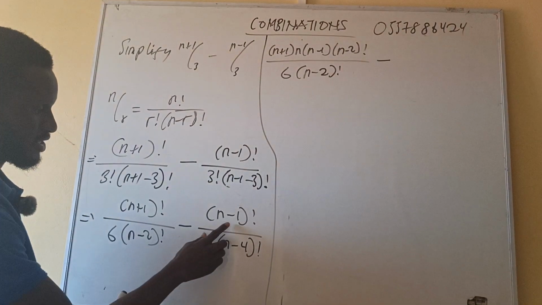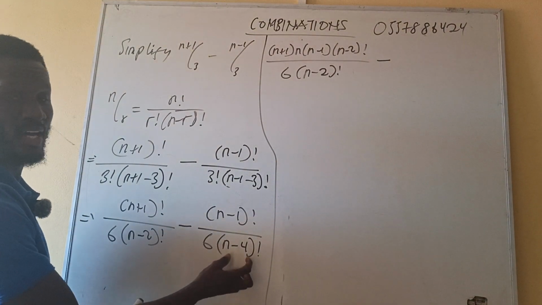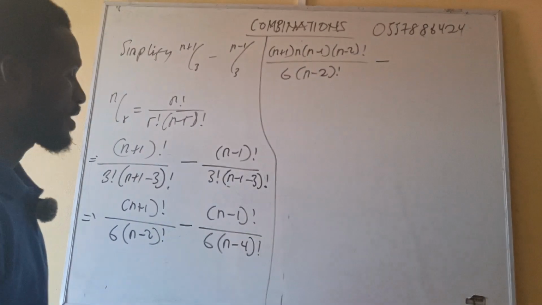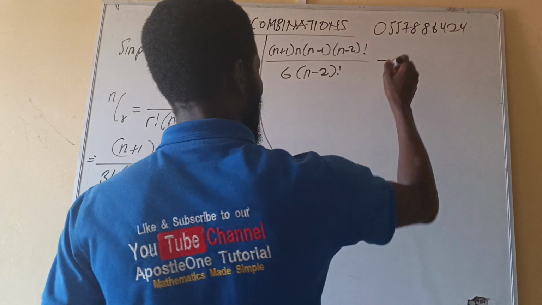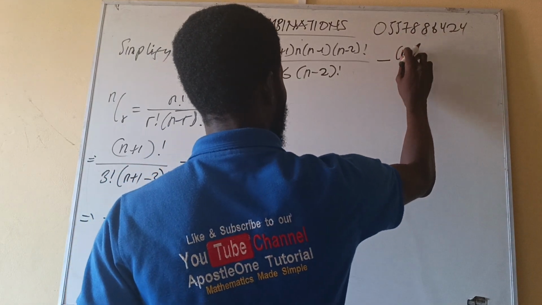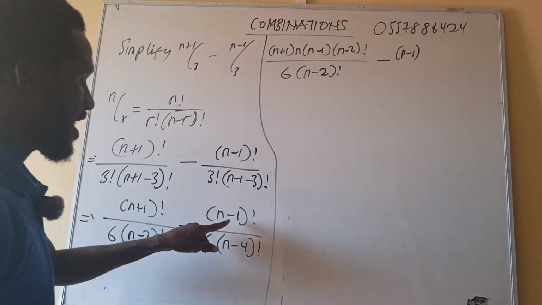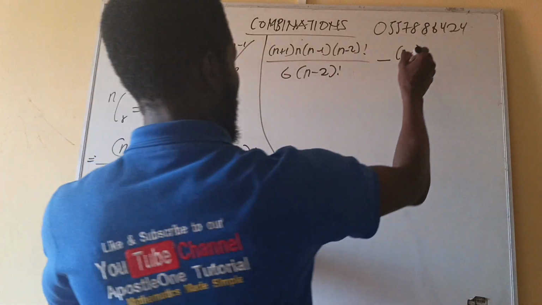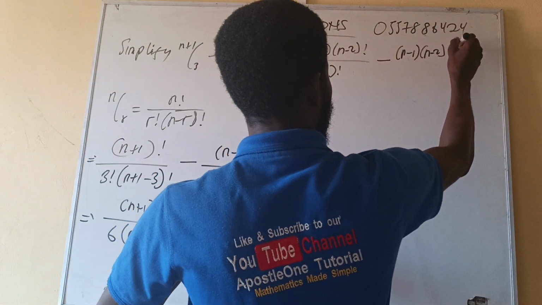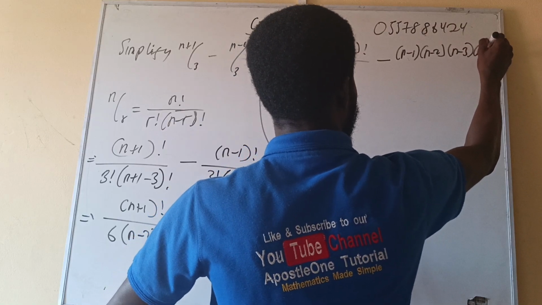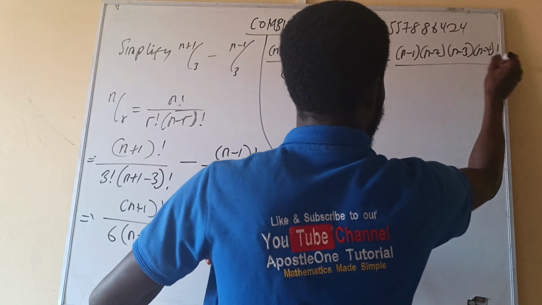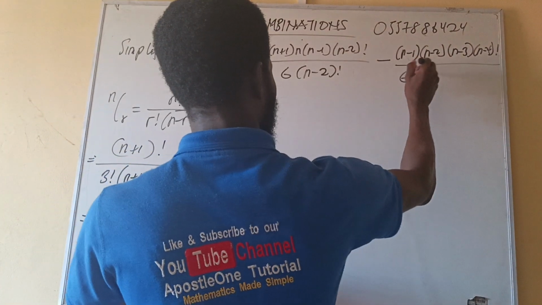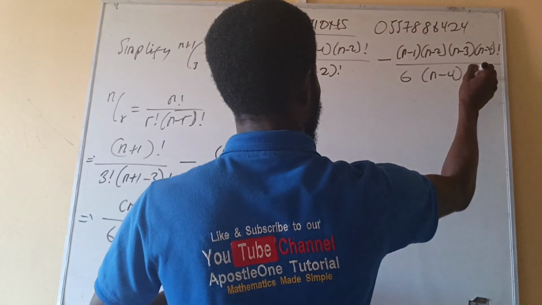Now, I need to break this one down to get n minus 4 so that I will be able to cancel n minus 4 factorial and then n minus 4 factorial. So I need to reduce this one down. So I will have n minus 1. Now subtract 1 from here. Again, we're going to get n minus 2. Again, n minus 3. Again, n minus 4 factorial. Ending there because I have n minus 4 here. So I have 6 n minus 4 factorial.